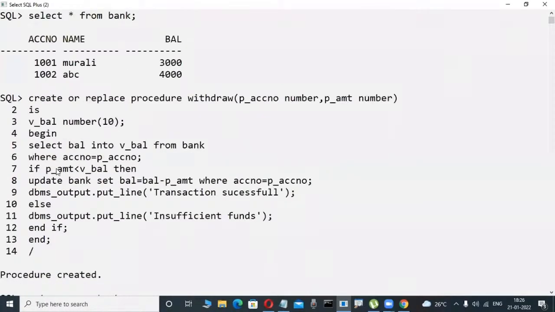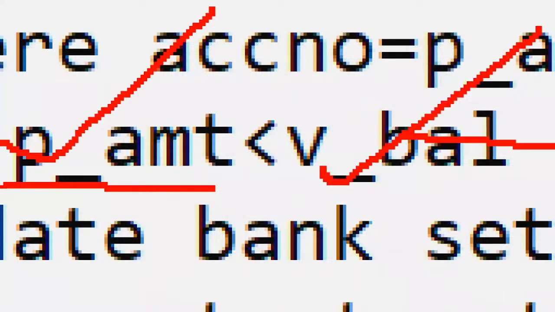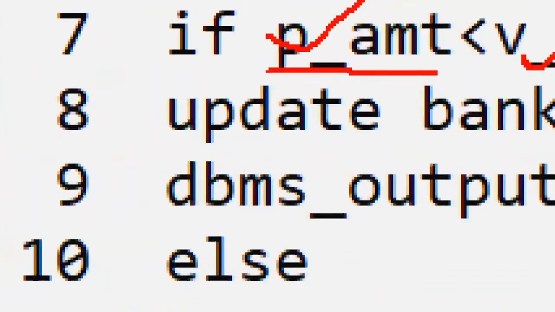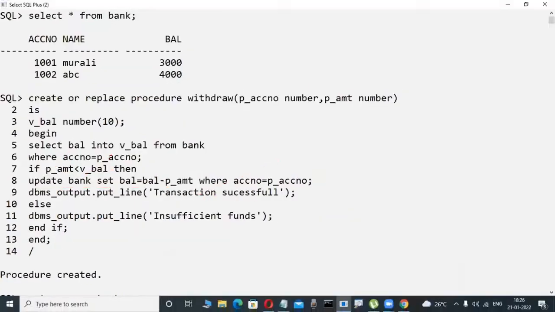So whenever the amount passed, 2,000, is less than the available balance, in this case 3,000, I am updating the bank table. Updating the bank table means modifying it. The transaction is successful. Now, is it really correct?